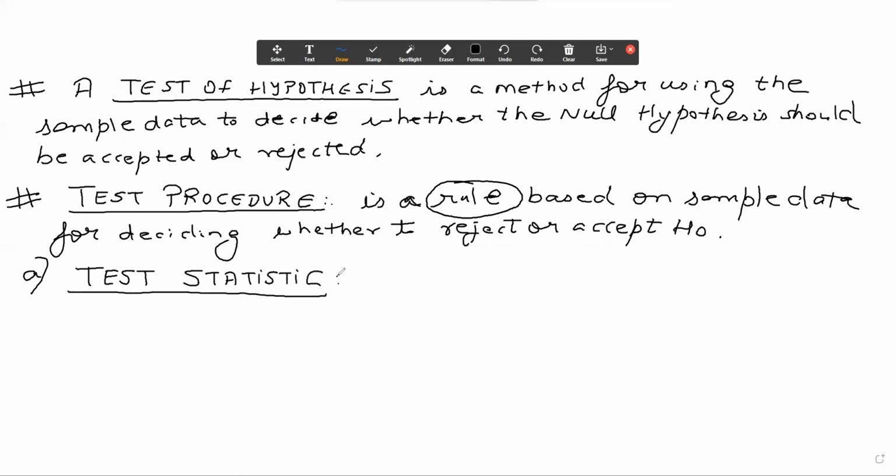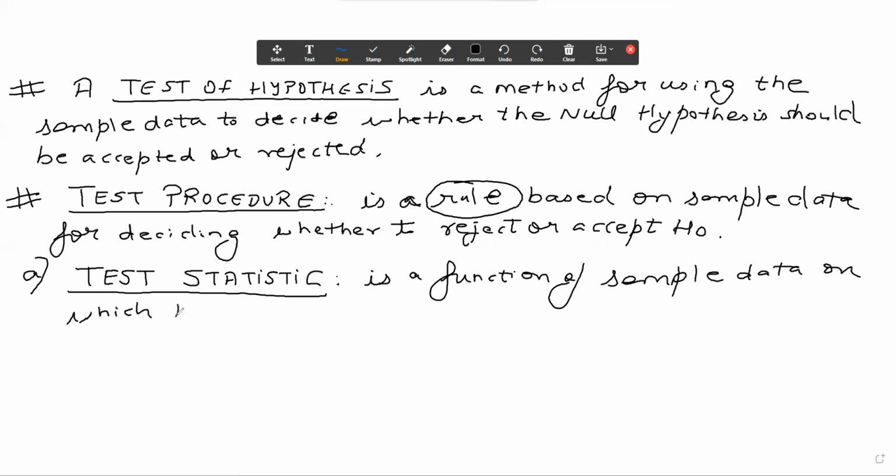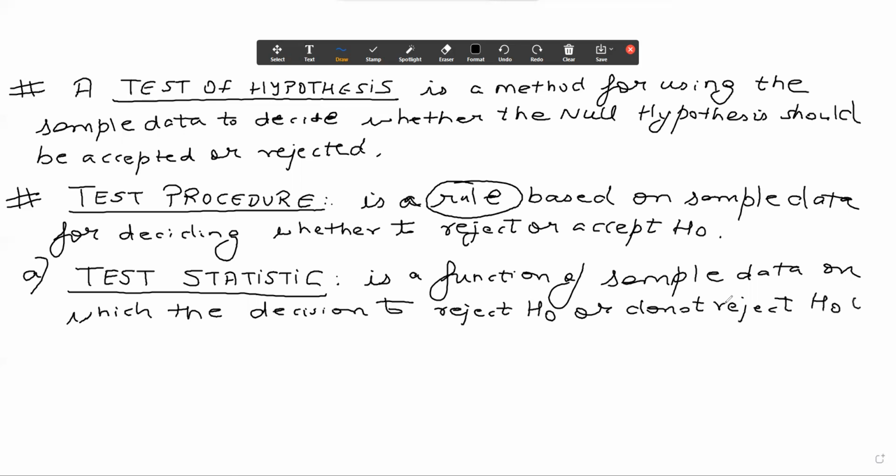Now guys, what is a test statistic? So a test statistic is a function of the sample data. It is a function of the sample data on which the decision to reject H0 or do not reject, do not reject meaning accept, H0 is to be based. So a test statistic will be a function of the sample values. And that test statistic will be used to make the decision regarding whether you should reject your null hypothesis or you should not reject your null hypothesis.